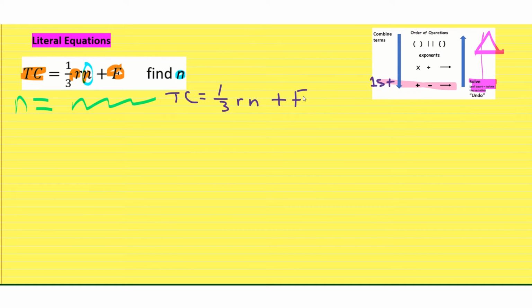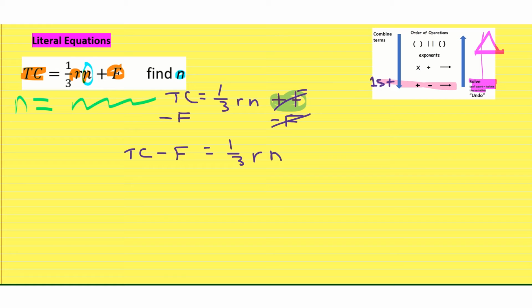So the first thing, like I said, is to undo addition and subtraction. So we're going to undo this addition right here first. So let's go minus F on both sides, minus F and minus F. Like normal, a plus thing, minus thing just cancels itself out. So then on this side, I end up with TC minus the F, because they are not like terms. Even though they're variables, they are not like terms. And that's going to be equal to 1/3 R times N.